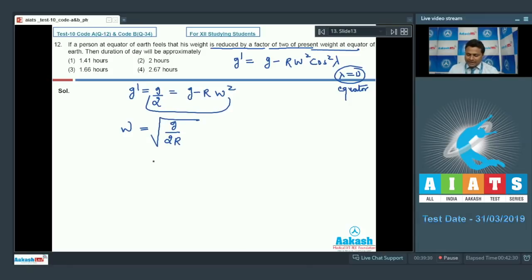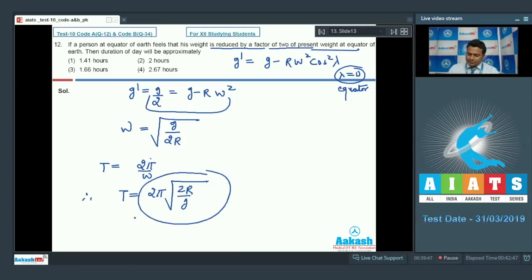Now the time period t we know very well, that is 2 pi by omega. Therefore t will be 2 pi under root of 2r by g. Now this can be written further, under root 2 times 2 pi under root r by g. This value is clearly understood by us, known by us, that is 84.6 minutes.